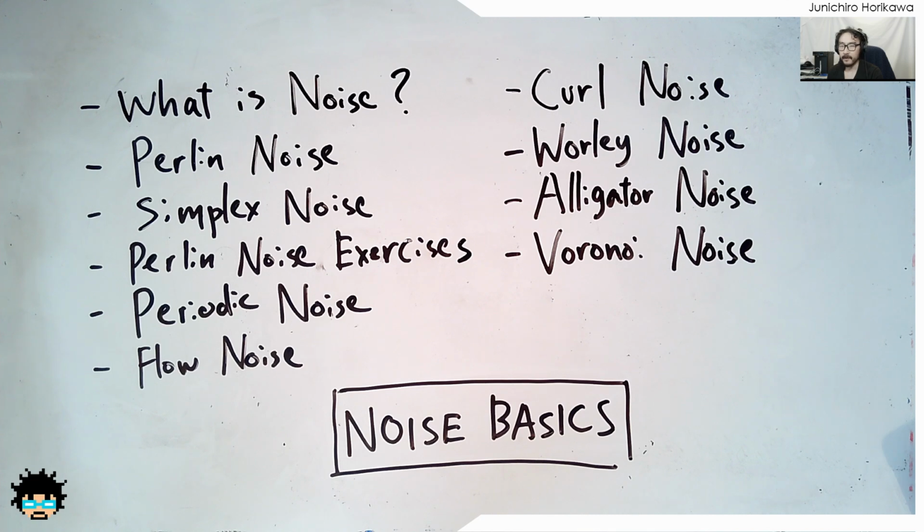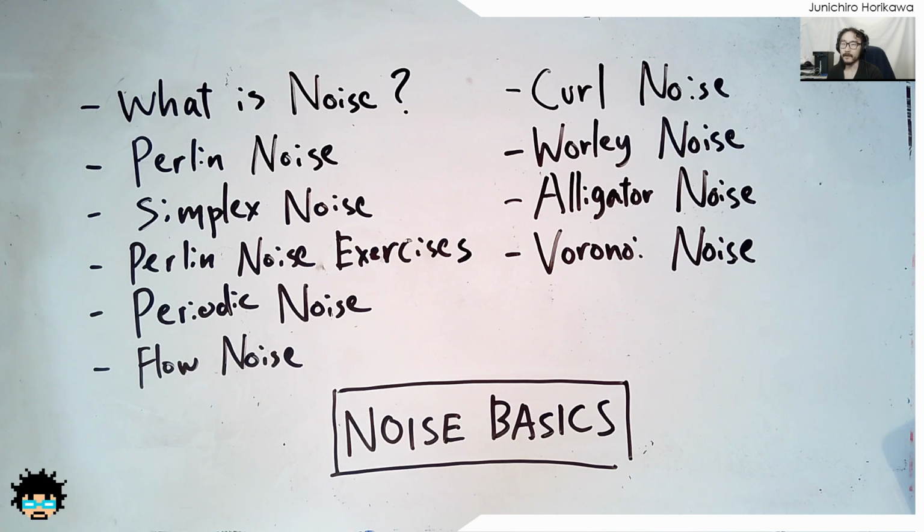This is the topic that I'm going to talk about today, starting with explaining what noise is, and then starting from Perlin Noise, which is the most basic one, then go to Simplex Noise, and then do some exercises for Perlin Noise. Then I'm going to talk about the concept of periodic noise, how you can use it. Then explain about the flow noise, which is the combination of a Perlin noise plus a periodic noise.